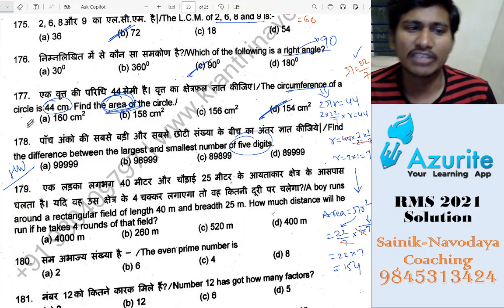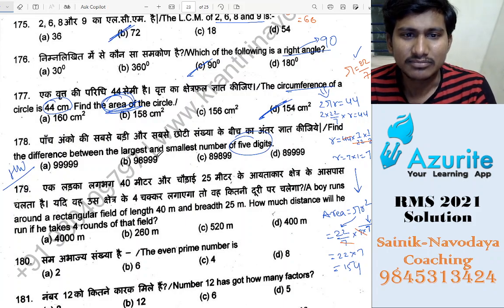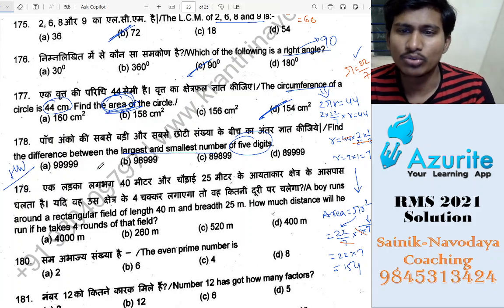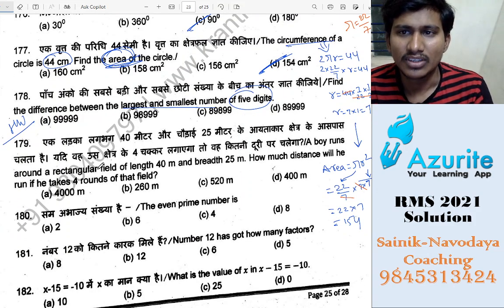Okay. So 178 is easy. That is the difference between the largest and smallest 5-digit number. Okay, you do it as homework. Sir, the answer is option D.